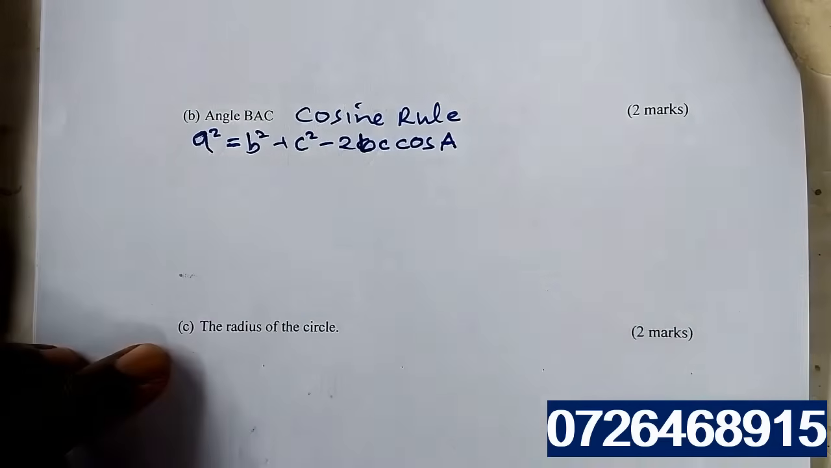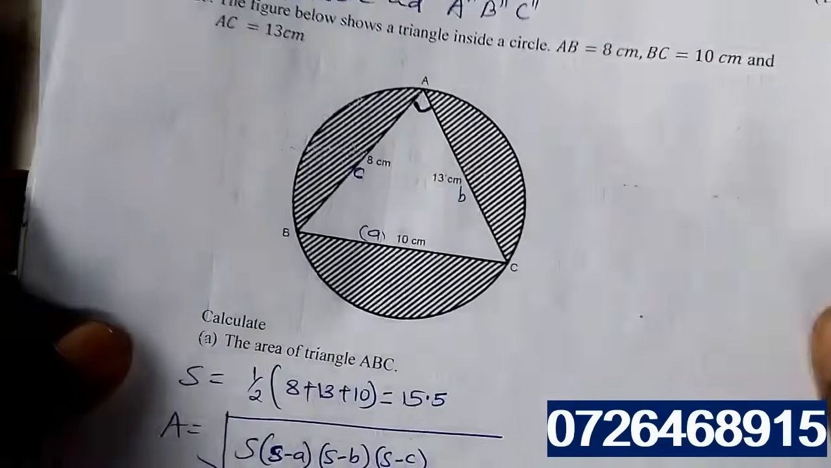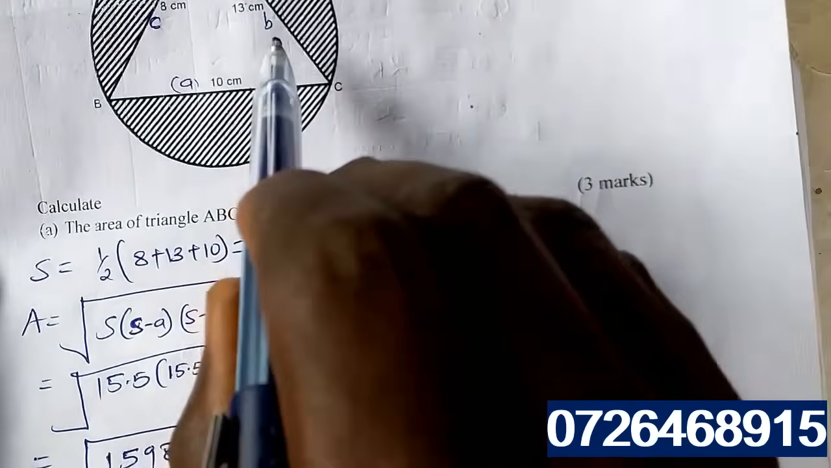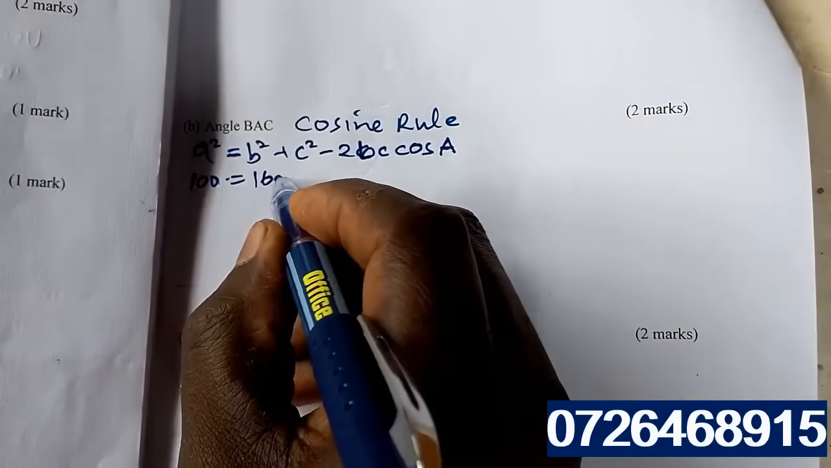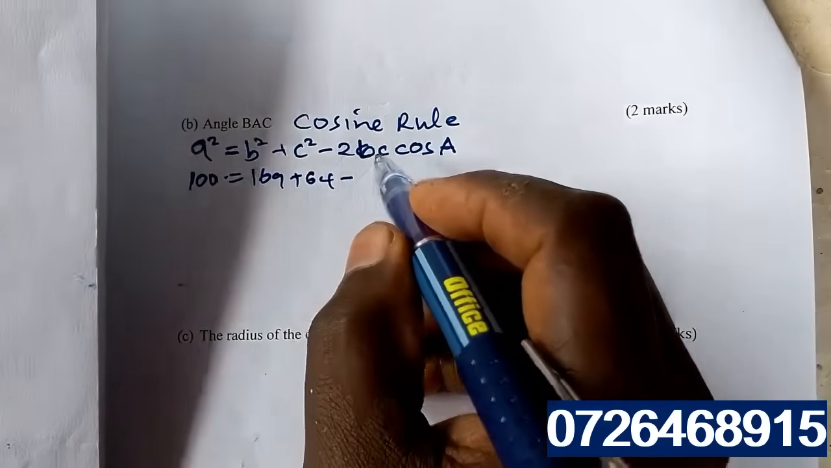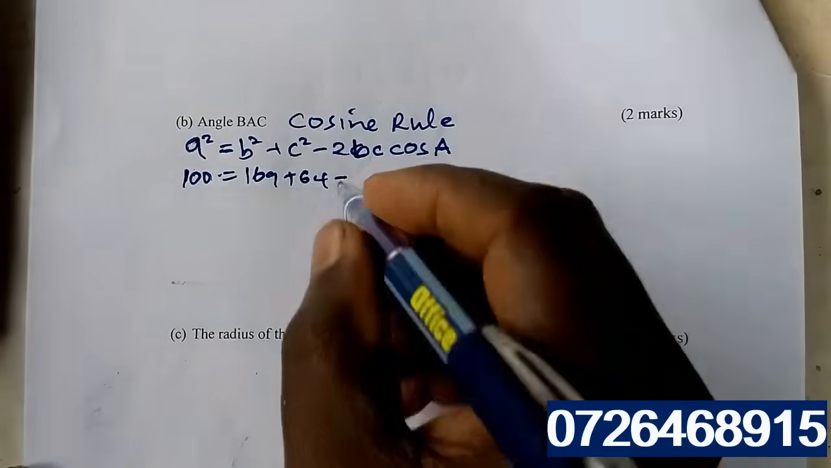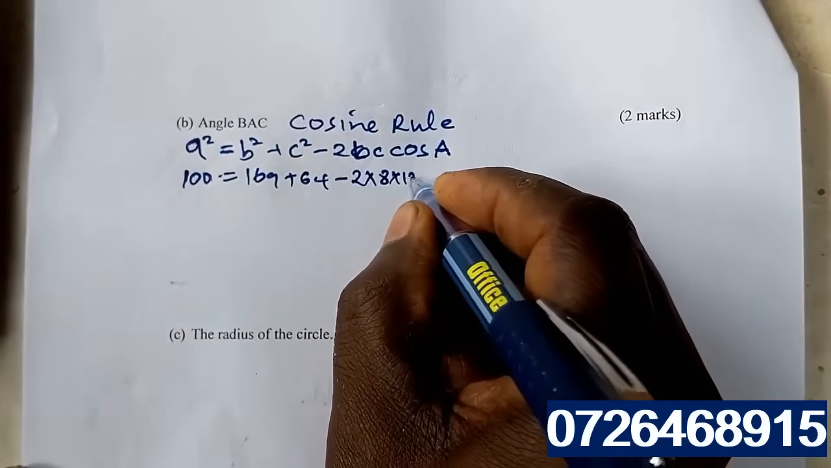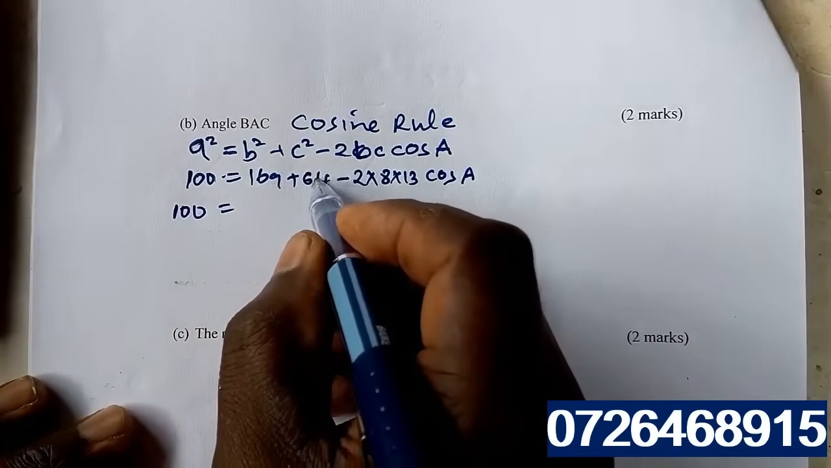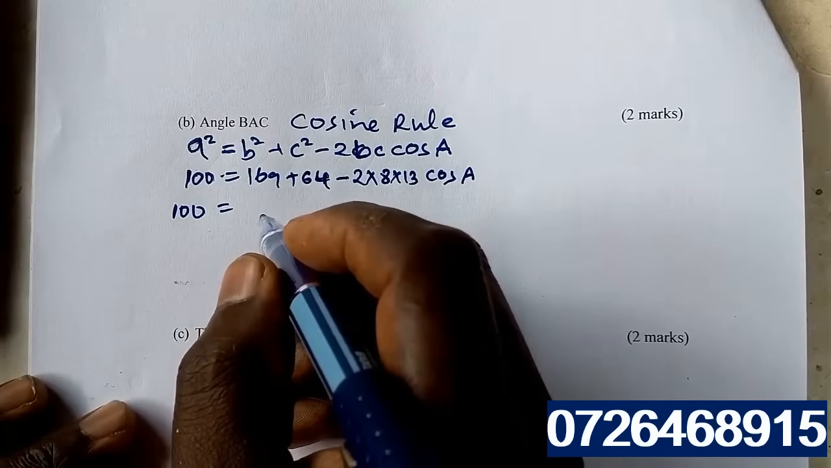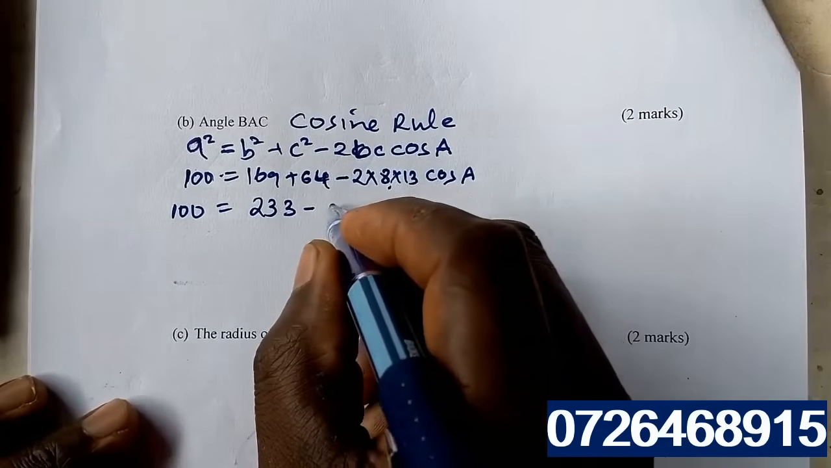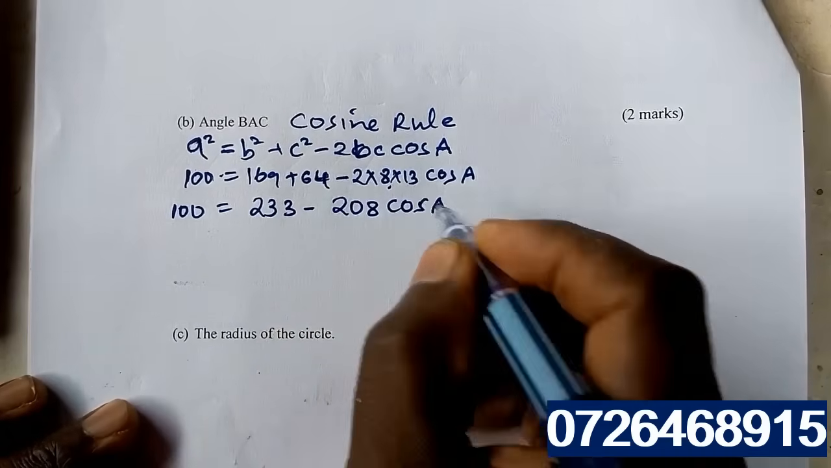Now you substitute A. Our A is 10. So 10 square is 100, is equal to B. Our B is 13. 13 square is 169 plus C square, which is 64, minus 2BC, which is going to be 2 times 8 times 13 cos A. So 100 is equal to 169 plus 64, that gives us 233, minus this times this times this, that gives us 208 cos A. So let us put like terms together.